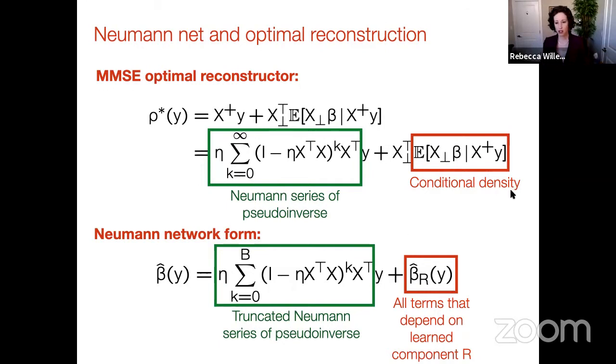And then we can look at the second terms and we can see where the optimal MMSE reconstructor corresponds to this conditional expectation. What we have in our Neumann network is, in its place, all of the different terms that are learned through our training process. So one thing you can conclude about this Neumann network form is that, by the way it's constructed and architected, it is implicitly learning this conditional expectation that we said was essential to good sample complexities and good performance.